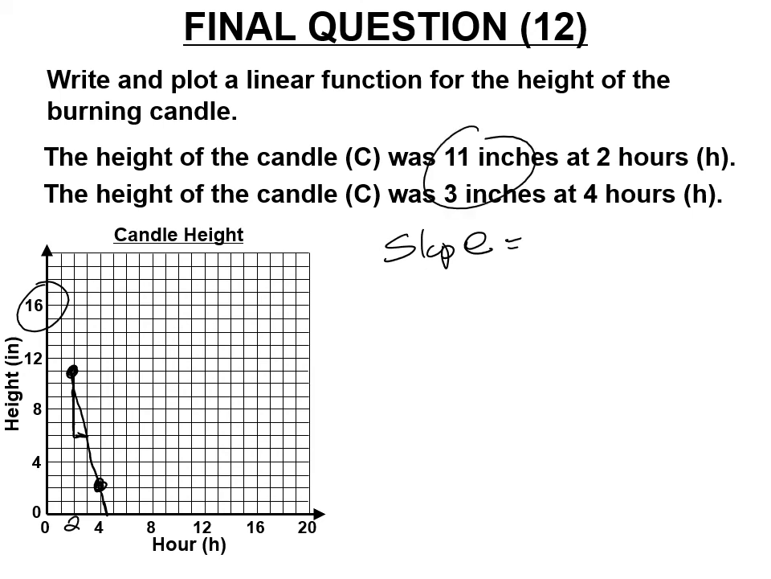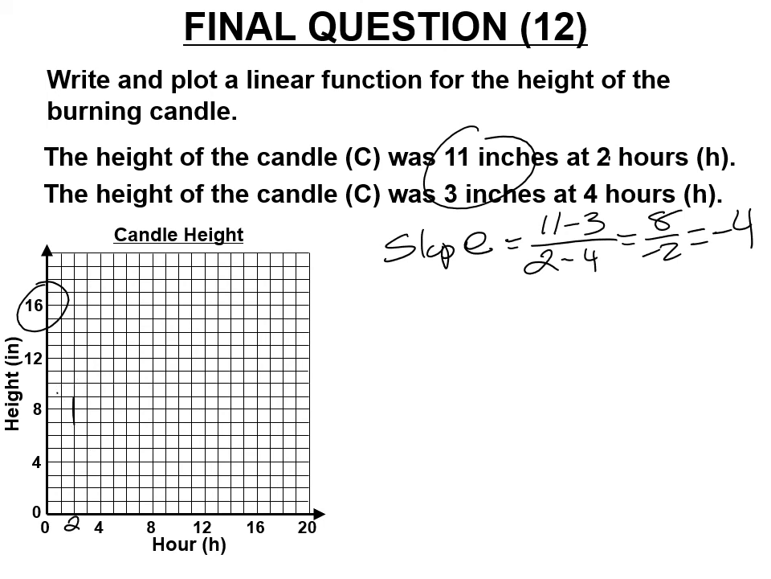So we'll subtract our y's, which are 11 minus 3. Subtract our x's, 2 minus 4. 11 minus 3 is 8. 2 minus 4 is -2. Slope is -4. We're going down 4 inches per hour. So did I have it right? 1, 2, 3. No, I was off by 1. So yeah, it's down, right? Because each one of these, it's down 4. Let me clean that up.